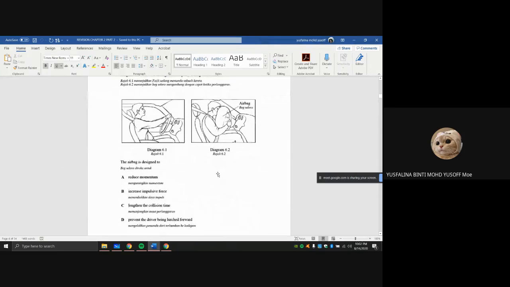Okay, number 8. The airbag is designed to, you can find the answer here, whether reduce impulsive force or lengthen the collision time. So the answer should be C. Whether you find decrease impulsive force or lengthen the collision time, we have to see the situation. So this one, of course, the airbag is used to decrease the impulsive force.